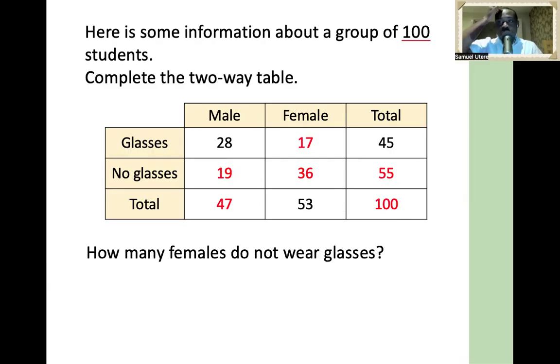Now, if you've completed two-way tables, something else you could get is you could be asked questions about the two-way table. So you're being asked, how many females do not wear glasses? So you go to no glasses, you trace all the way down the row and down the column for female, and you see your value is 36. So 36 females do not wear glasses.